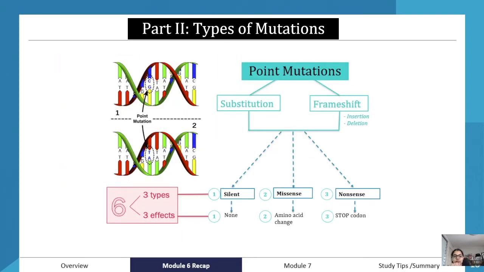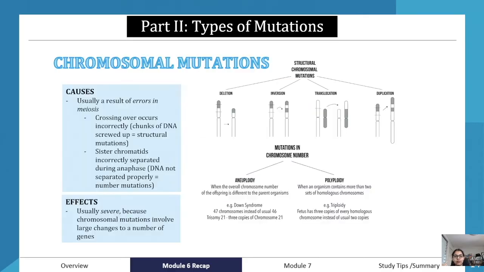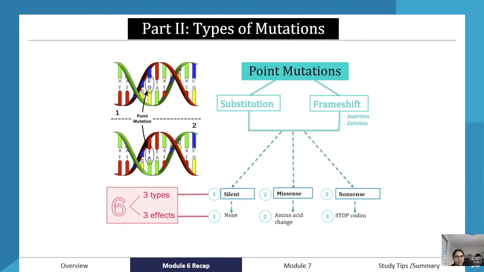So those are point mutations. Now we've got chromosomal mutations. Actually, let me just quickly go back because I realized I forgot to mention something. With point mutations, that's the big category. There are two types of point mutations. There's substitution, when a base has been switched out, and then there's frameshift, when either a base has been inserted or it has been deleted. And so as a result, you get to see three different types of effects, three different types of changes, and then there's specific effects. So just wanted to flag that out.